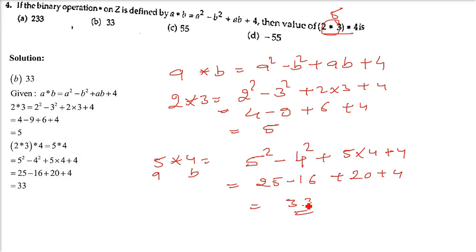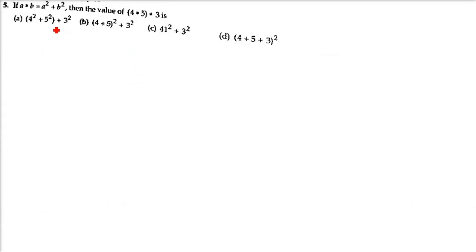Next is, if A star B equals A square plus B square, then the value of 4 star 5 star 3. Now in my edition, the first question and fifth question are exactly similar. So I'm going to skip this question, but let me reiterate that part C is the answer. The C option is the correct answer. It is similar to the first one. Just refer to that question.